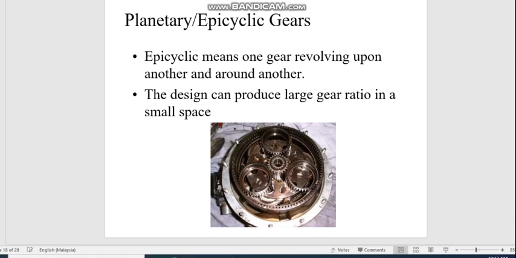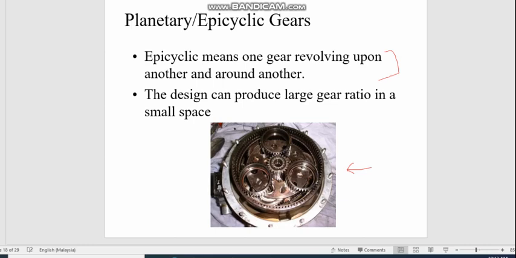So far we have looked at two types of gear system. One is the train gear system, and also the compound gear system. And the third gear system that we're going to look at is called planetary or epicyclic gear system. So the meaning of epicyclic gear system is one gear revolving upon another and around another. So the example of epicyclic gear system is shown here in this figure.